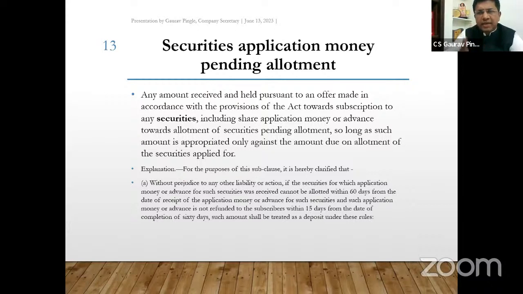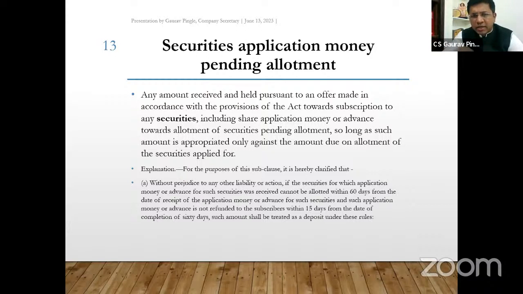Now it could be any type of allotment. It could be a rights issue, or it could be any other kind of issue. But typically, section 42 talks about private placement, and there is a specific provision which says that it should be allotted within 15 days from the date of receipt of money. Then in that case, it should be 15 days and not 60 days. So this is a very important aspect.